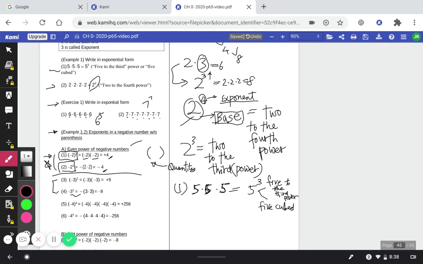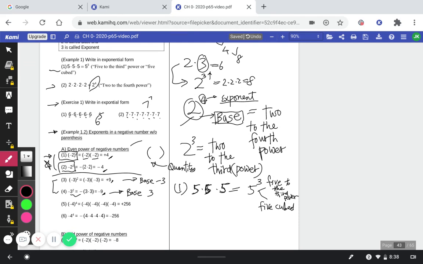So it becomes negative 3 times 3, which is negative 9. So in here, our base becomes 3. In contrast, in number 3, our base becomes negative 3. So that's the difference. The quantity of negative 3 squared in number 3 is the quantity of negative 3 times the quantity of negative 3, which becomes positive 9.